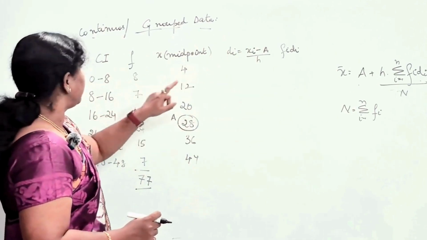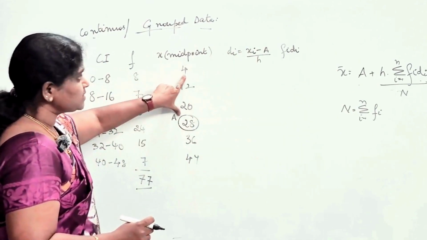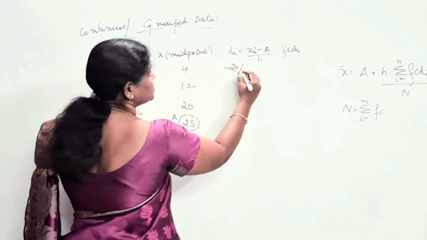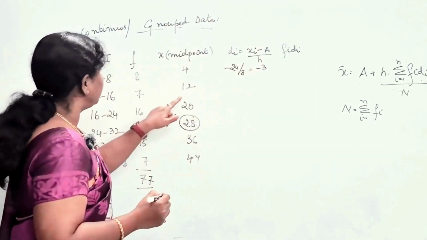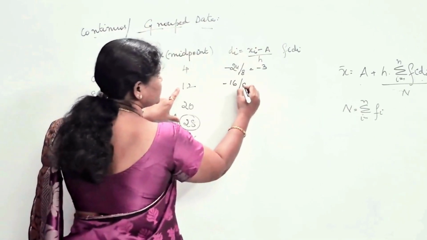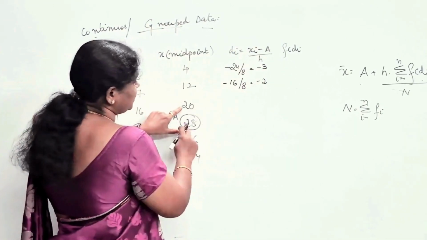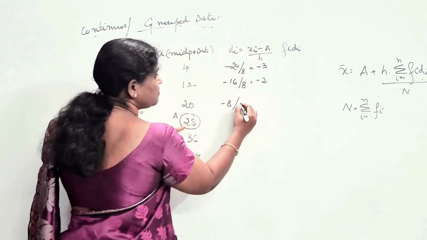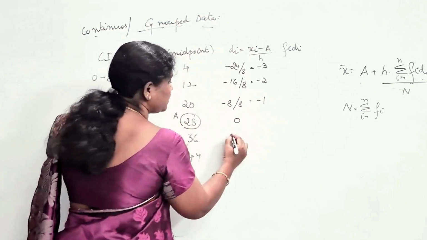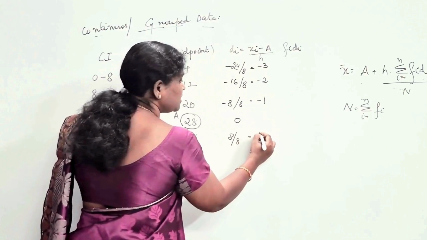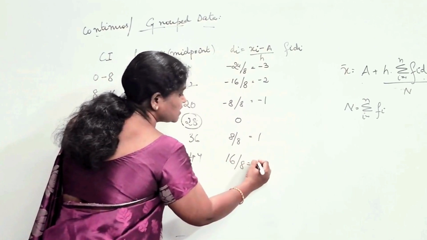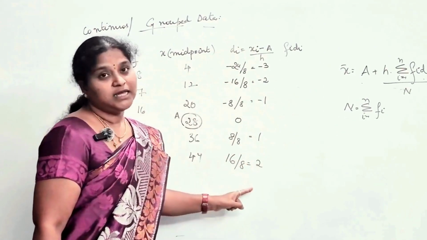Now xi minus A, 4 minus 28 is minus 24 divided by h value is 8, minus 3. Similarly, next 12 minus 28 is minus 16 divided by h value is 8, minus 2. Next 20 minus 28, minus 8 by 8 is equal to minus 1. Next is 0. 36 minus 28, 8 by h value 8 is equal to 1. 44 minus 28, 16 by h value is equal to 2. These will be my di values now.